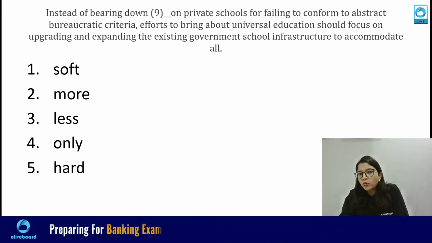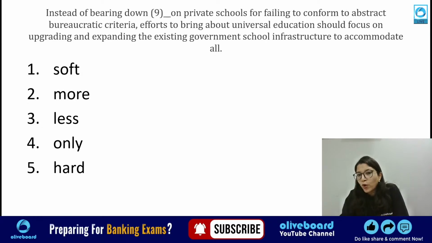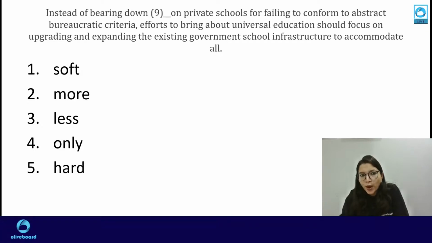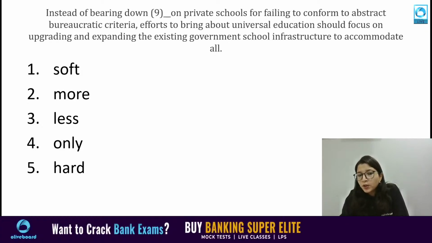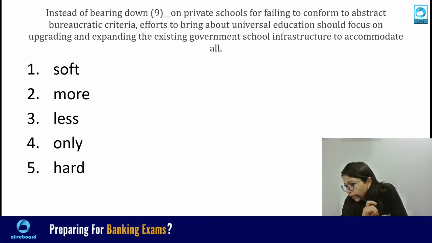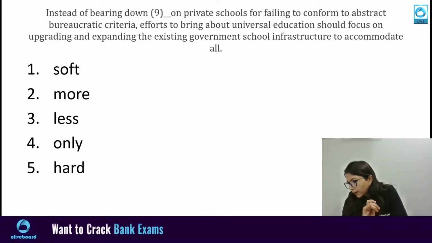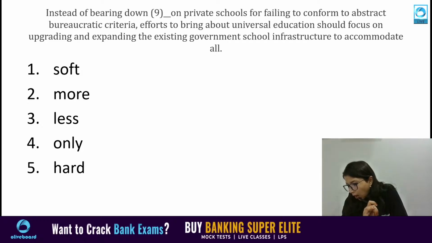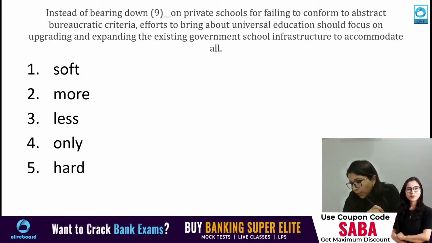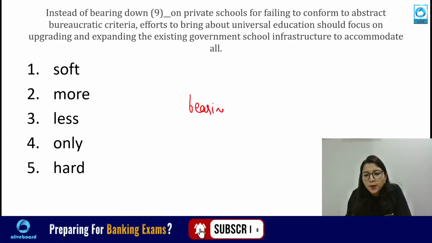Instead of bearing down dash on private schools for failing to conform to abstract bureaucratic criteria, efforts to bring about universal education should focus on upgrading and expanding the existing government schools. Hard, more. Instead of bearing down more on private schools, Sachin is saying only on private schools. Only, hard. Can anyone tell me what is the meaning of this phrasal verb bear down on?